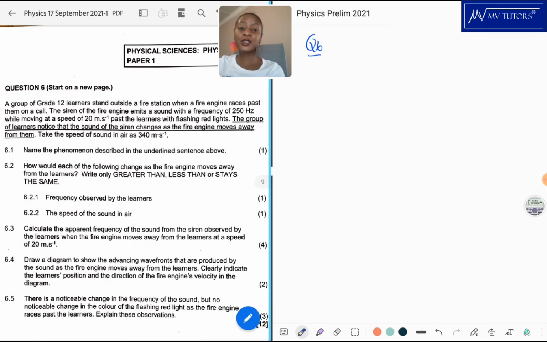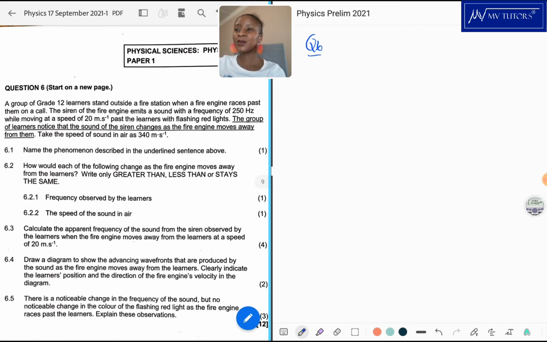Alright, a group of grade 12 learners stand outside a fire station when a fire engine races past them on a call. The siren of the fire engine emits a sound with a frequency of 250 Hz while moving at a speed of 20 meters per second past the learners with flashing red lights. The group of learners notice that the sound of the siren changes as the fire engine moves away from them. Take the speed of sound in air as 340 meters per second.